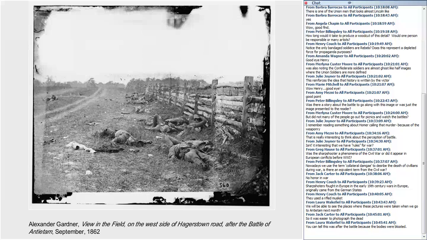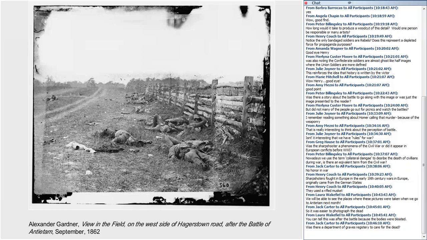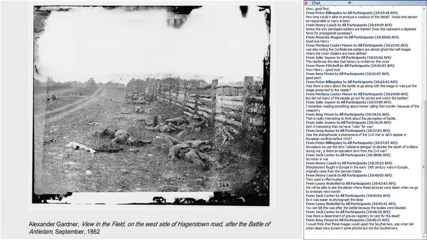Yeah, and one of the questions is, was there a Department of Graves registry to take care of the war dead? And then I would think that these images would upset the Southerners, especially when the Union dead were buried in some photos, but not the Southerners. Jolinda notes, this would humanize the war for many people, instead of just reading about the dead, actually seeing them. Right. How about those responses, Kirk?